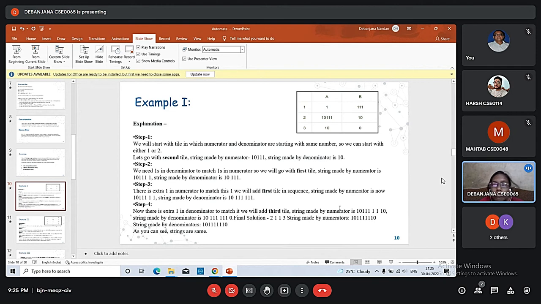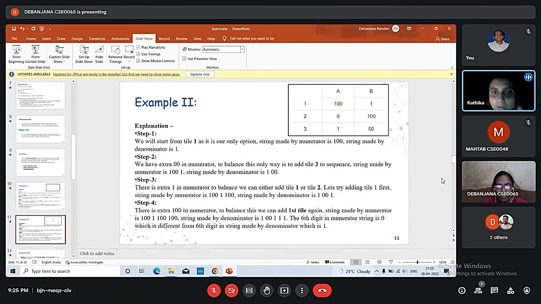So we get the final solution: we started with the second type, then we moved with the first type, again with the first type, and at the last we moved with the third type. So our final solution is 2113, and the final string made by the numerator is 10111111 and 0. The string made by the denominator is the same as the string made by the numerator. So we can see that the strings are the same. That's the first example, and the second example will be presented by Kathika.